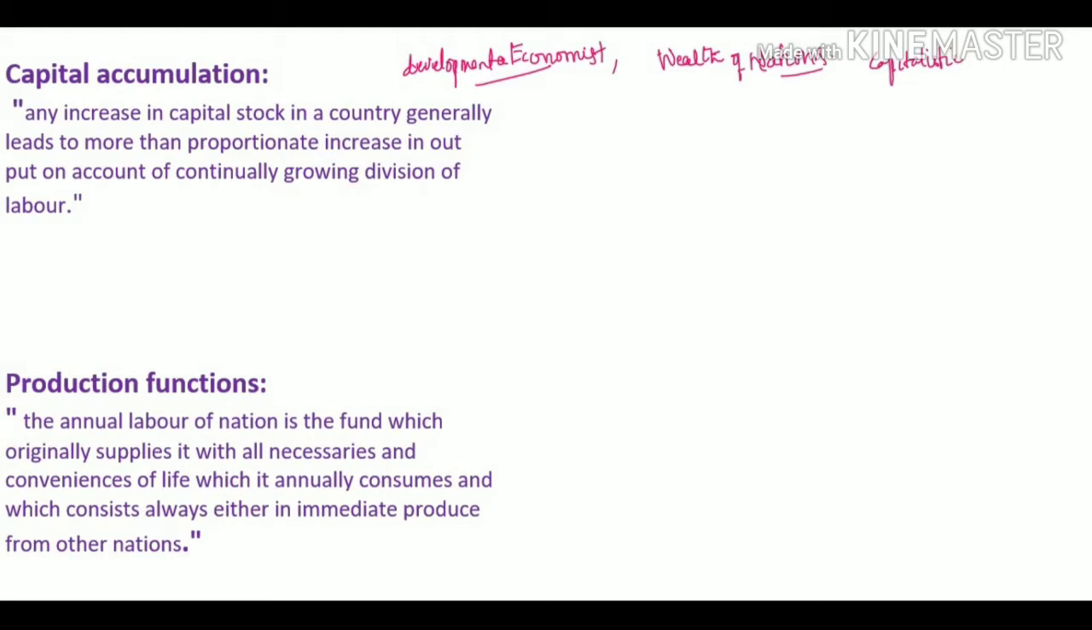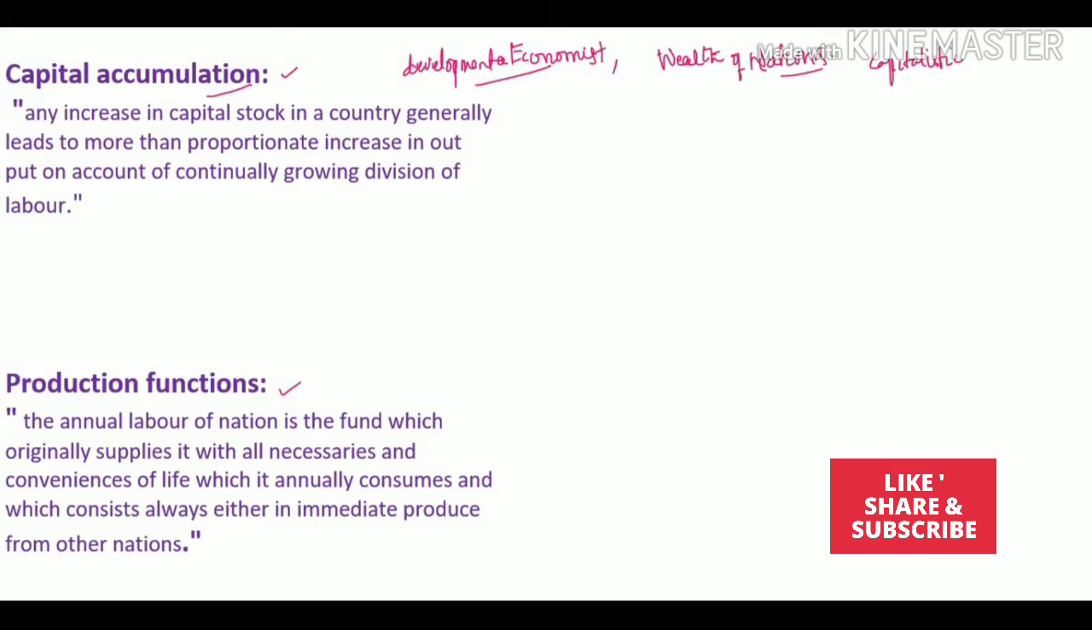The main points of the theory we shall discuss one by one: capital accumulation, production function, agents of economic growth, natural law, laissez-faire policy, free trade, business cycles, etc. Adam Smith is considered the father of economics. The first point of the theory of development is that Adam Smith recognized the importance of capital accumulation.